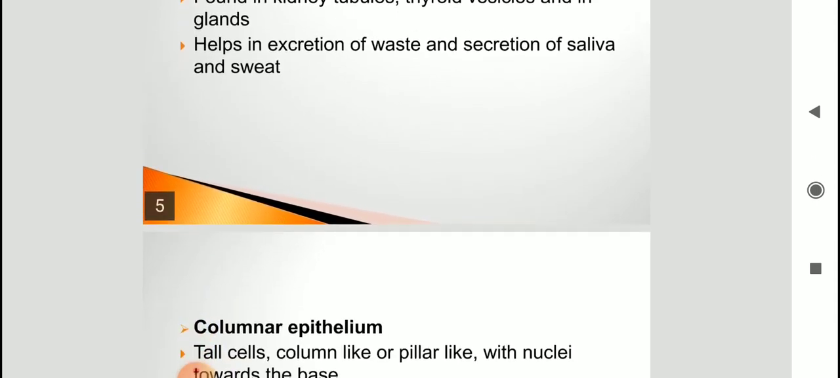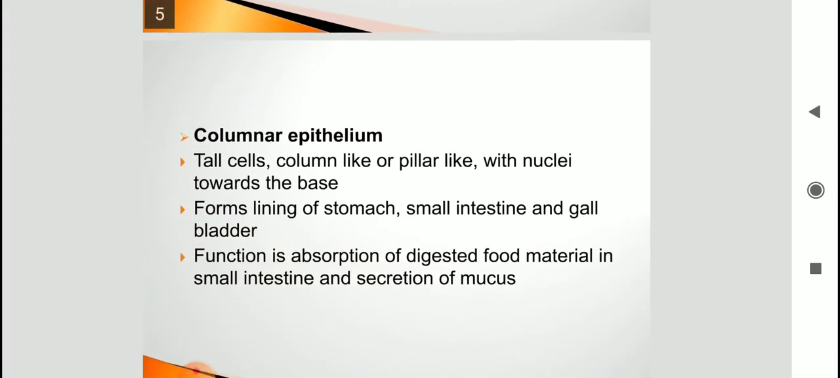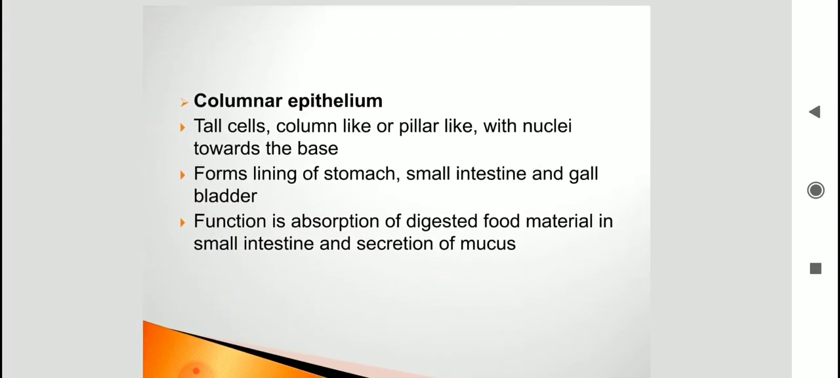The third type is columnar epithelium. So they look like columns, they are column like, they are taller than they are wide. So they are tall cells, very neatly placed one after the other, and they have nuclei at the base. So cuboidal cells were having nucleus at the center. Columnar epithelial cells have nucleus at the base.